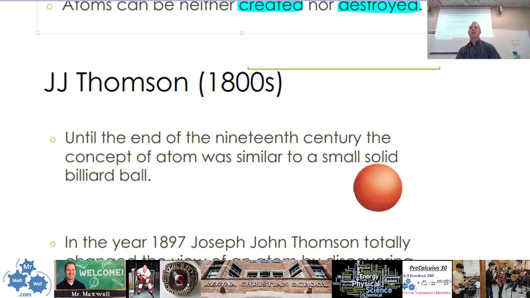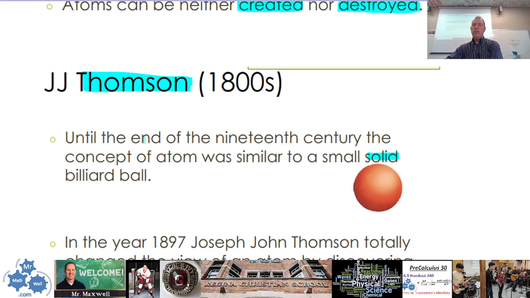So what did J.J. Thomson do? To your notes, thank you. Until the end of the 19th century, the concept of the atom was similar to a small, solid billiard ball. A billiard ball is like a pool ball, like when you're playing pool. John Dalton figured that atoms were solid, indestructible, so there's nothing different inside of an atom. He figured it was like a solid steel ball or a solid billiard ball.